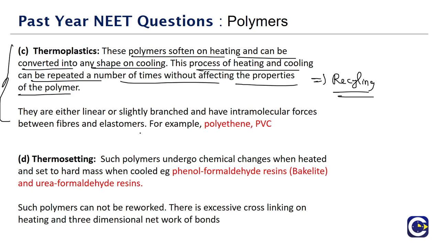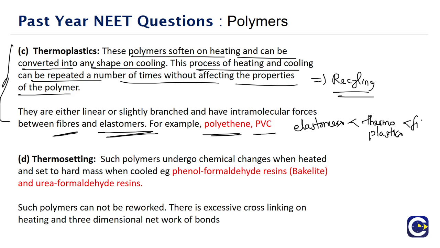Okay, so what are the examples for this? Polythene, PVC. And when we compare the intermolecular force strength, right, they will have intermolecular forces stronger than the elastomers, but weaker than fibers. So if we compare the strength of the intermolecular forces, we'll have elastomers less than thermoplastics, less than fibers. That is the order. Okay.